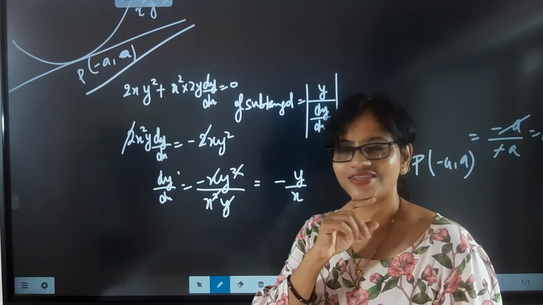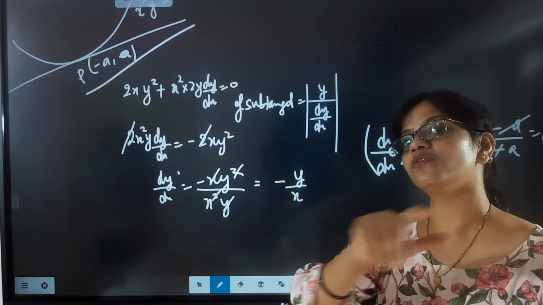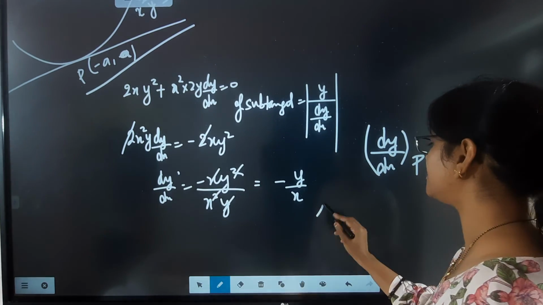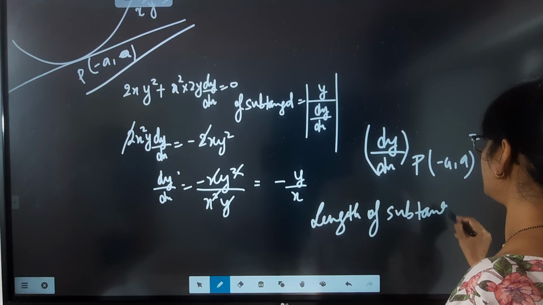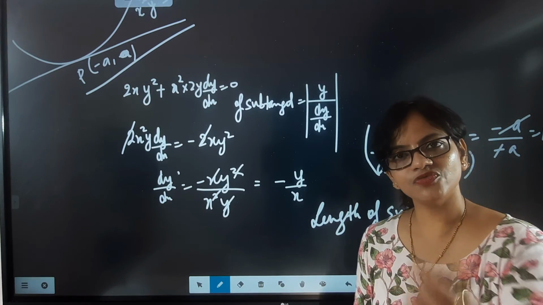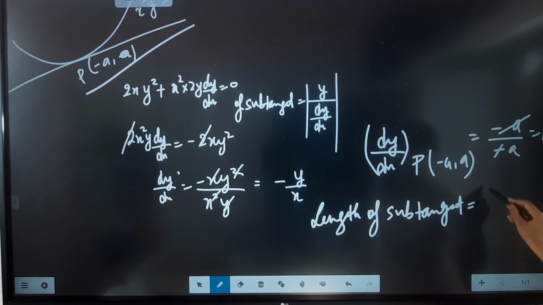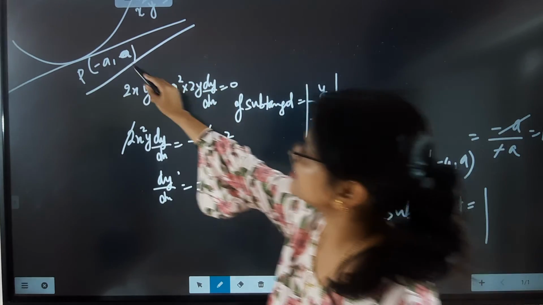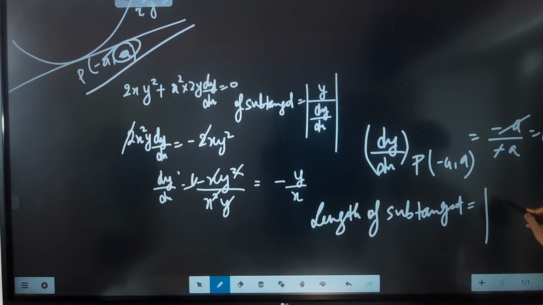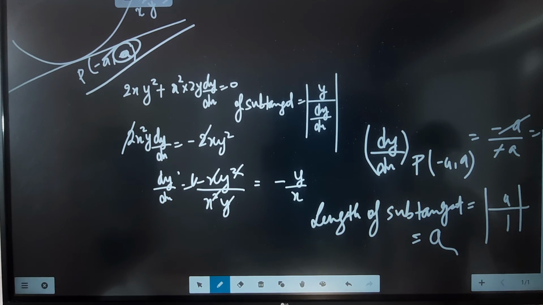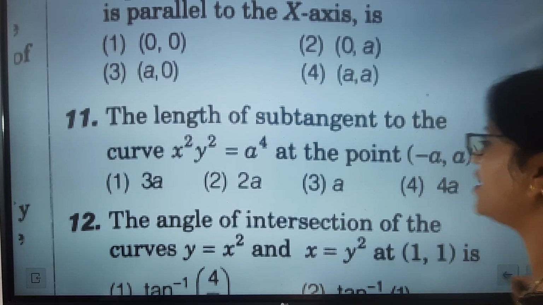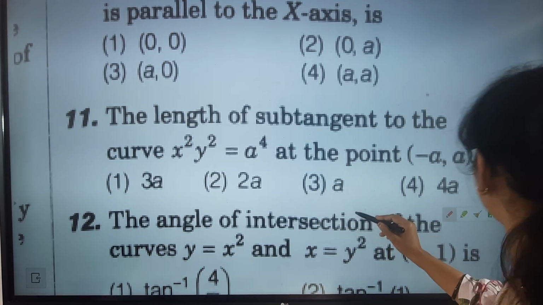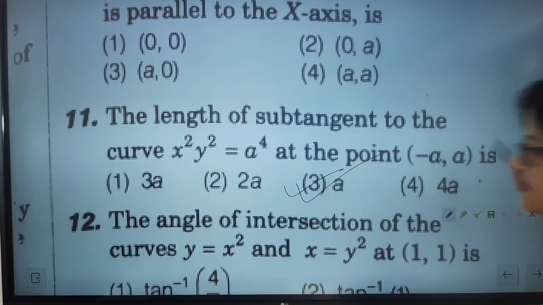But what was the question exactly? They were asking to find the length of the subtangent. So what will the formula for the length of the subtangent be? And definitely we are going to take it for point P only. So it will be the y1 value. What is y? The ordinate is a and the slope is 1. So it is going to give you a as the answer. Let's see if a is there in the options or not. The third option. a is the answer. So this is your correct answer. Okay.